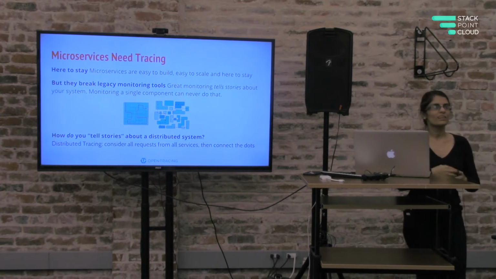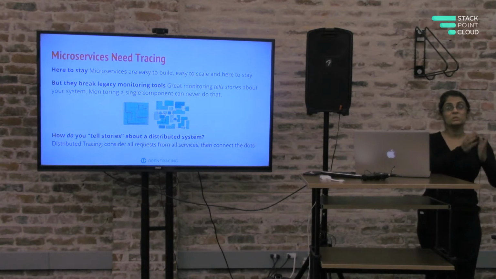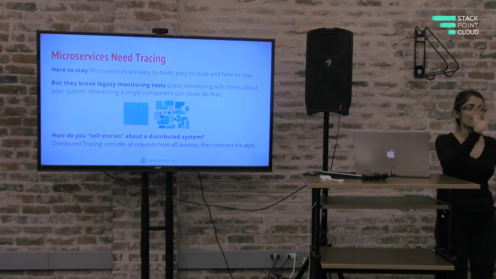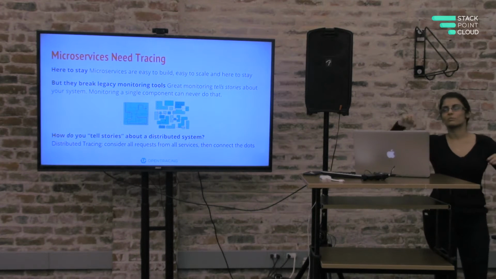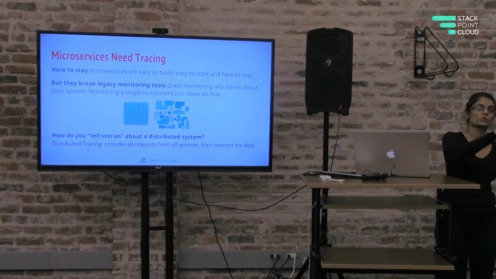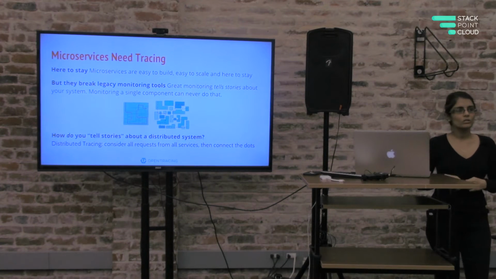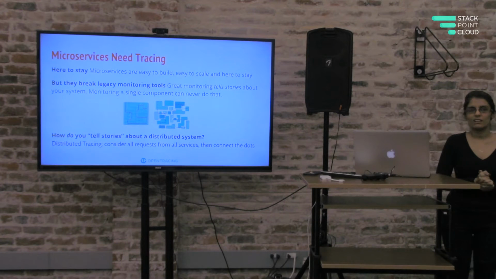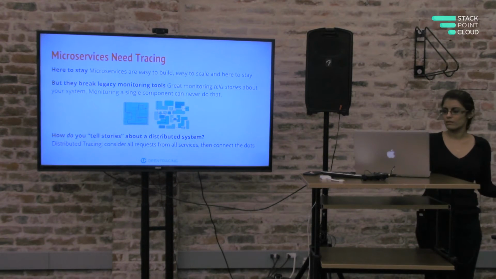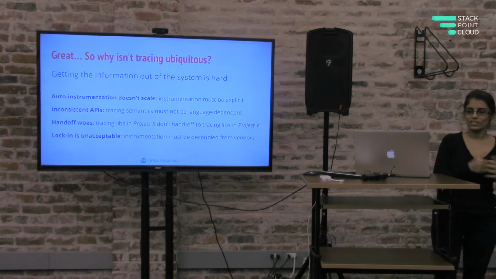So this is where distributed tracing can help. It'll tell you the complete story by combining the discrete events that are spans with the context propagation, which tells you, oh, this span is connected to this one, so you can create an entire trace of what happened. So that's great. If this is the solution and everybody's moving to microservices, then why isn't tracing ubiquitous?